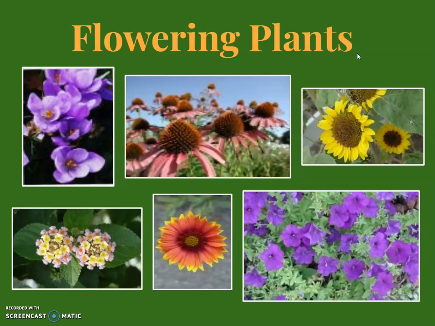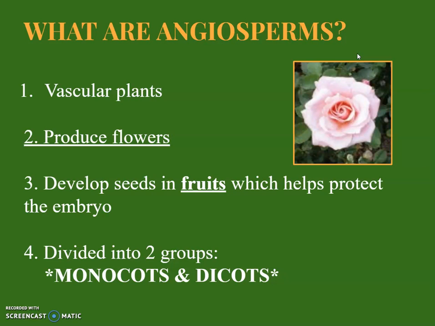The next type of plant that we're going to look at is flowering plants. These are plants with flowers. They are called Angiosperms. These are vascular as well, so they have that vascular tissue to transport the water and nutrients. They produce flowers. They develop seeds and fruits, which help protect the embryo, and they're divided into 2 groups, monocots and dicots.